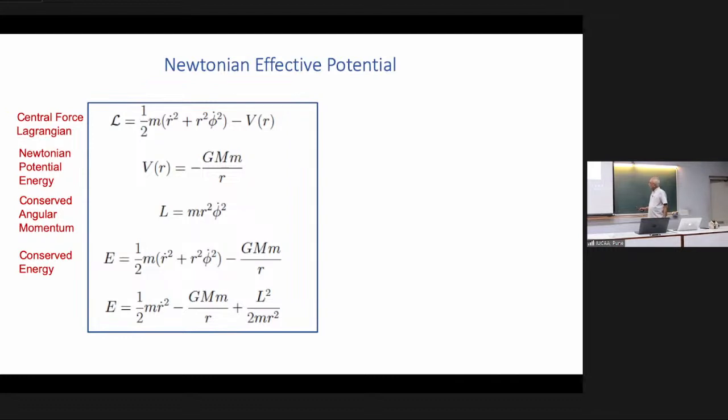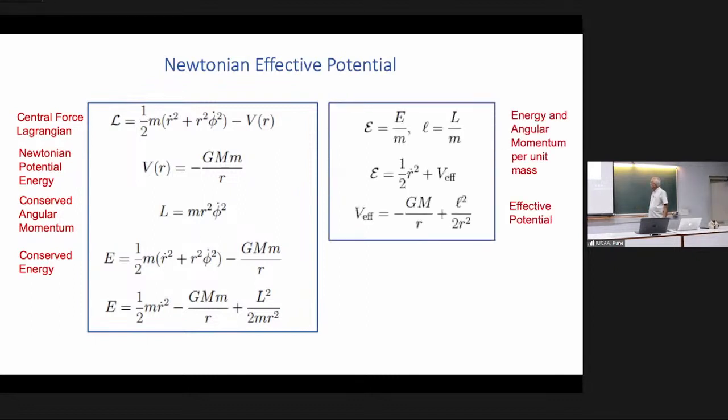Now I can write down the total energy as half m (dr by dt) square, minus G M m by r, plus L square by 2 m r square. This is algebra. Then I take energy per unit mass and angular momentum per unit mass, and I can write the total energy as half r dot square plus V effective. So you see that we are reducing to one dimension in that way.